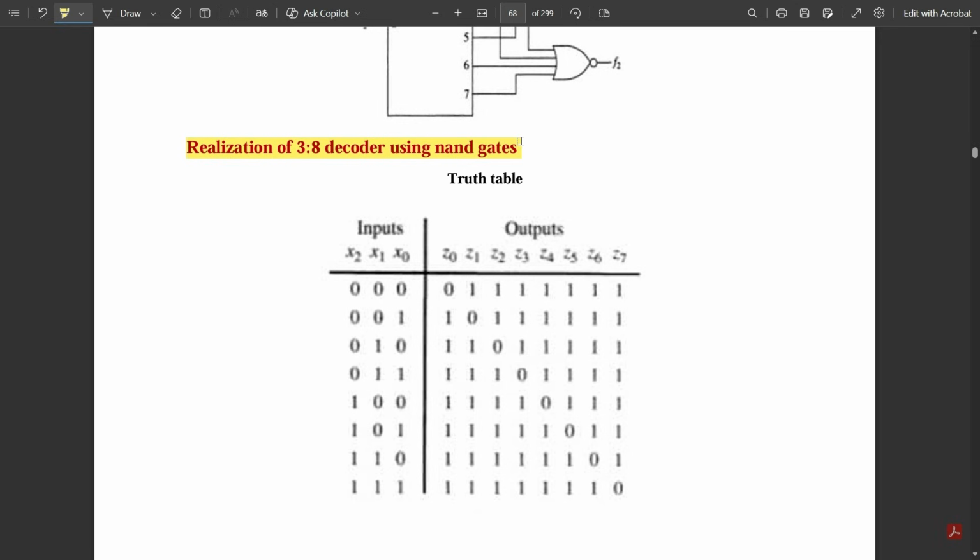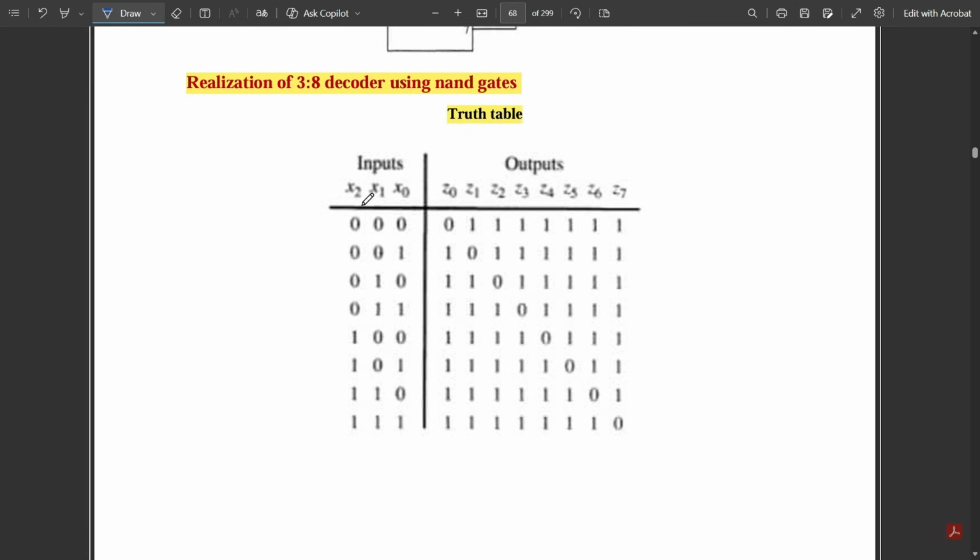Okay, there is a high chance that they might be asking this question also, so please listen to what you need to be doing. In case they ask this question, the first thing is to write the truth table using NAND gates, because for NAND gates the truth table gets slightly changed. First things first, write 3 inputs and 8 outputs. Here, write all the combinations of inputs.